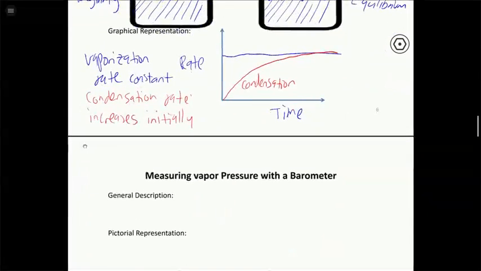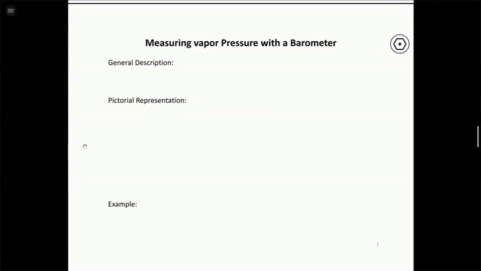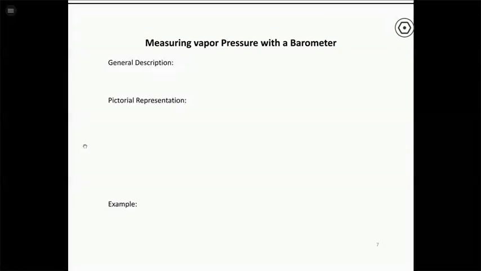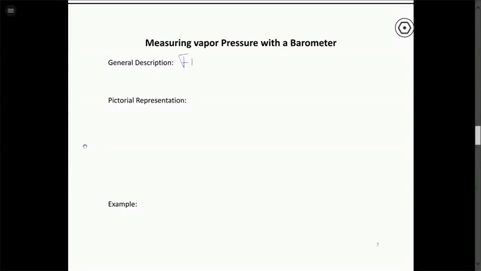All right, so let's talk about how we measure vapor pressure now. We use a barometer to do this. We talked about how a barometer is a device that's used to measure the pressure of a gas. A barometer is typically used to measure atmospheric pressure, but we can also use a barometer to measure vapor pressure. Okay, so first we use that barometer to measure the atmospheric pressure.